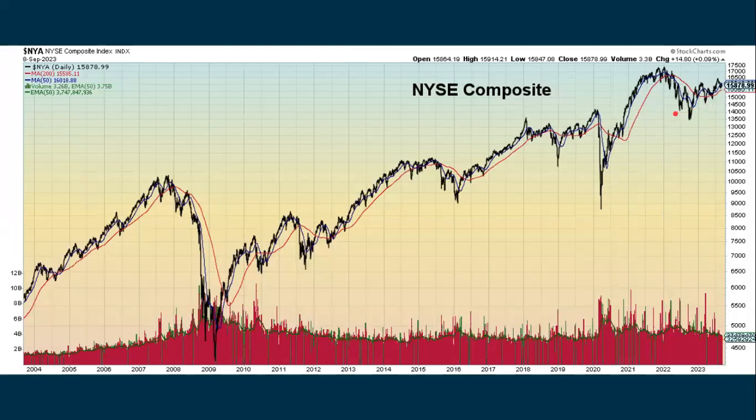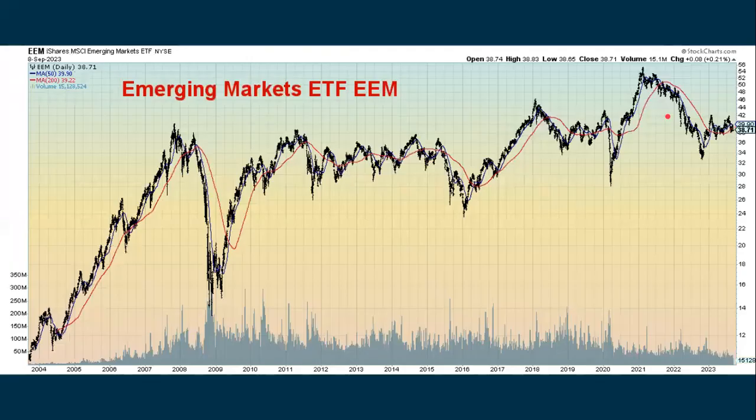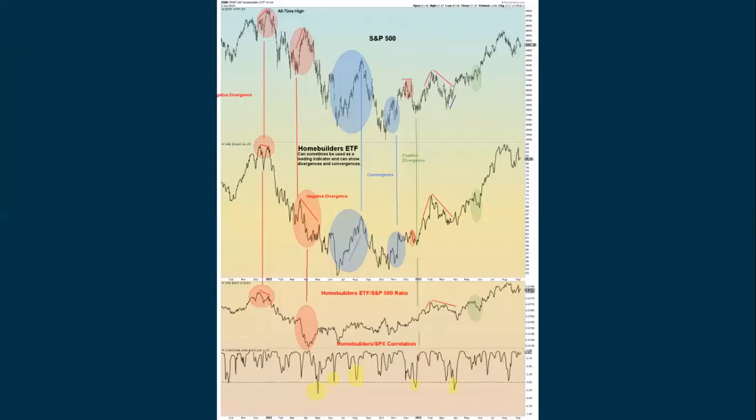We look at a broader measure of the market by the NYSE composite. That's continuing to be in an uptrend. All stocks are also in an uptrend. Emerging markets, we're chopping around a little bit, still in a longer term uptrend, but if we see some weakness here, that could turn to a downtrend. The micro caps, which have been under pressure lately, earlier in the year set a new 52-week low and then bounced up off of that. They're still in an uptrend, but we could be beginning to see more of a death cross if we see some more weakness in these very small stocks. Then we look at the home builders. We're not seeing anything really peculiar right now.